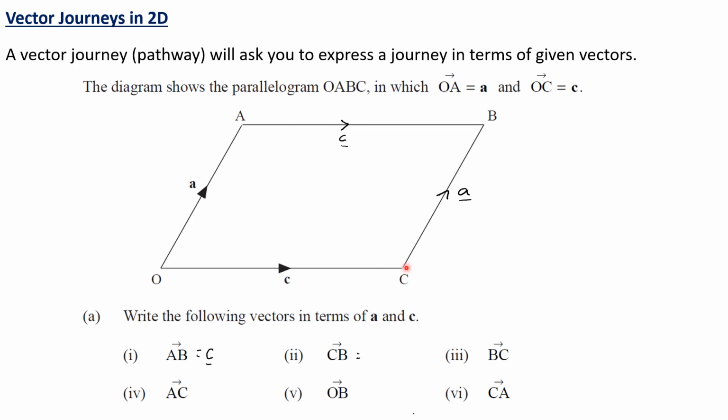Okay, let's have a look at the next one. From C to B, starting here, I'm going in this direction. I know the name of that road. That road is called the vector A.